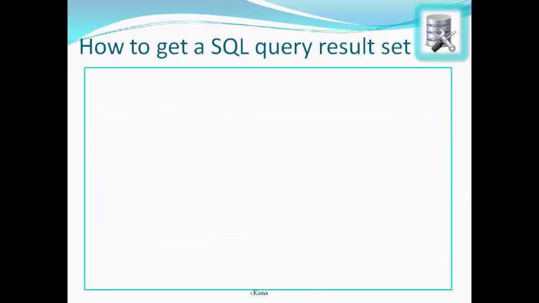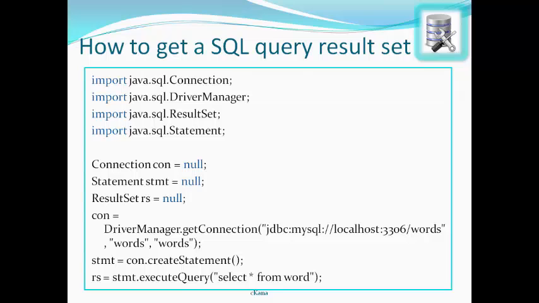How to get a SQL query result. You first of all import the required libraries. You create a connection object, a statement object, and result set object. You assign the connection object as before. Then you assign a statement from the create statement method, and then you assign a result set by using the execute query, and you have the query in the parentheses, and the result set is going to go in the result set object. In this case it's RS.